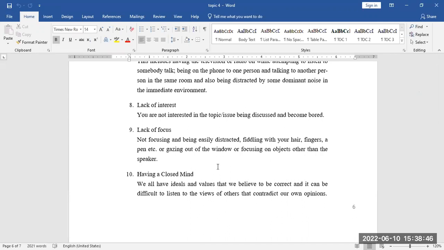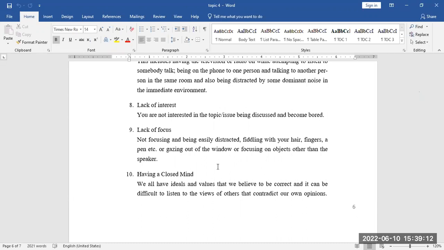Then lack of focus. Lack of focus simply means not focusing and being easily distracted. For example, when you fiddle with your hair, fingers, a pen, etc. Or gazing out of the window, or focusing on objects other than the speaker. That is lack of focus.